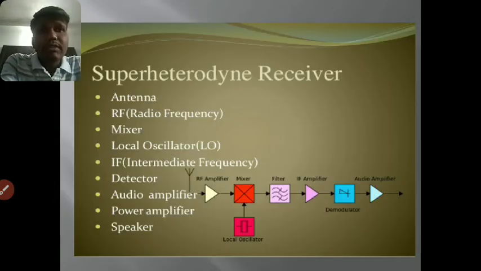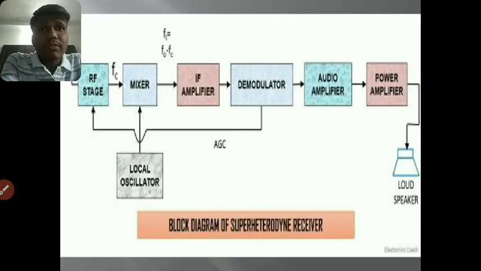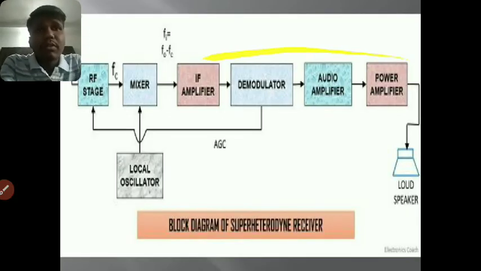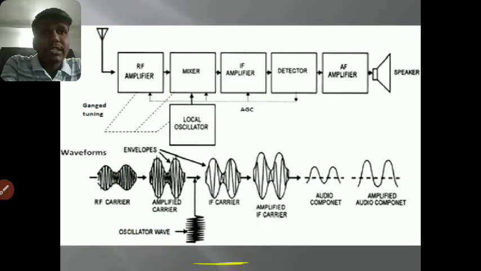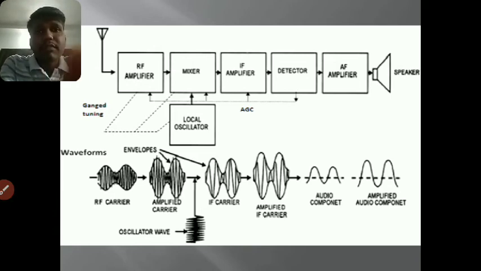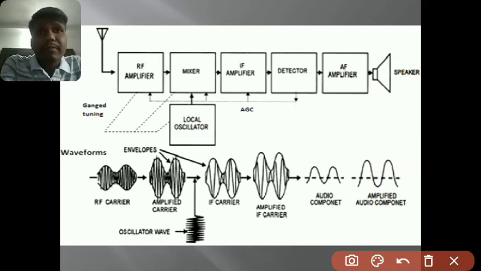The super heterodyne receiver block diagram contains the antenna, RF amplifier, mixer, local oscillator, intermediate frequency amplifier, detector, audio amplifier and power amplifier. Then finally we get the speaker, and the output waves will be produced. This is the block diagram of the super heterodyne receiver, and this diagram will show the waveform of the super heterodyne receiver. First we have to see that the antenna will be there, then the IF amplifier.